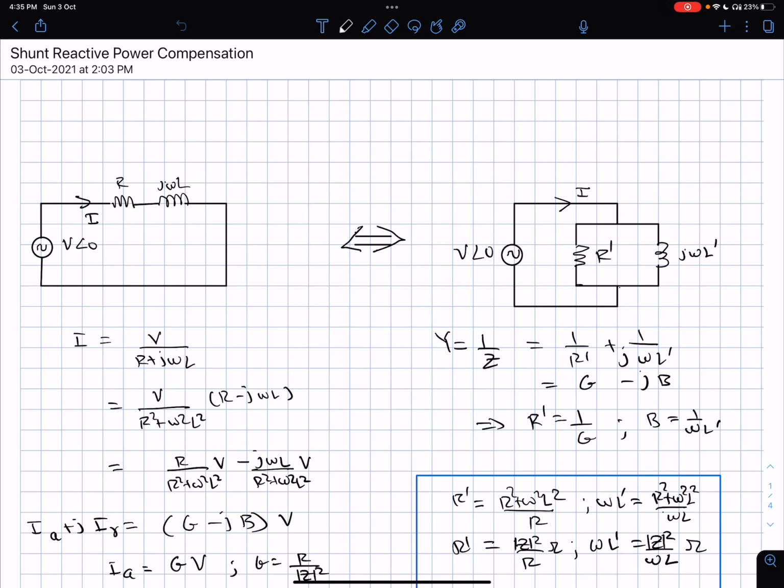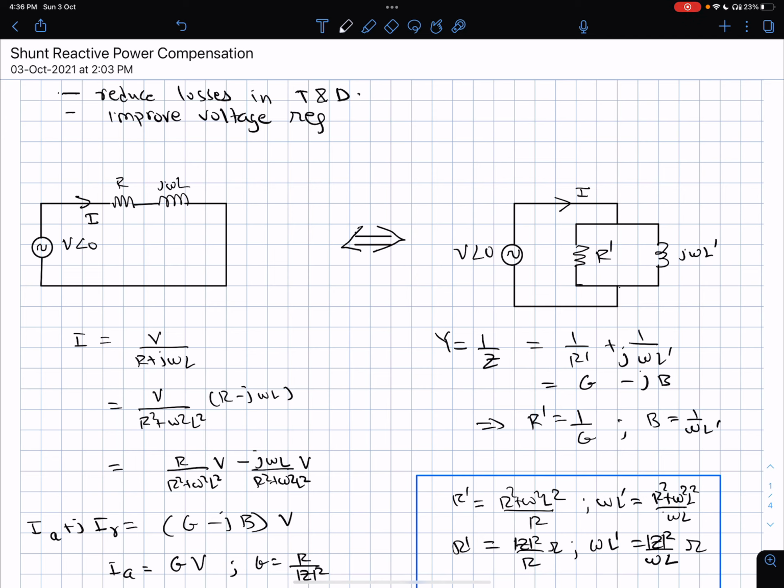Yeah, welcome back. So today we will look into a very important concept of reactive power compensation, which is used to improve the efficiency of transmission. There are twofold purposes for it. One is to reduce losses in transmission and distribution systems, and the other is to improve voltage regulation.